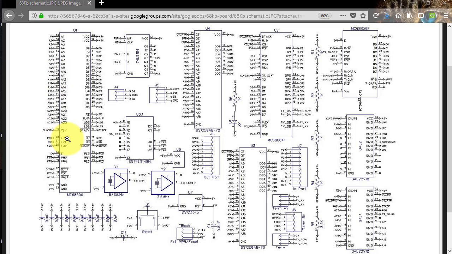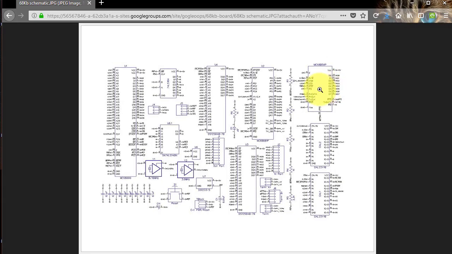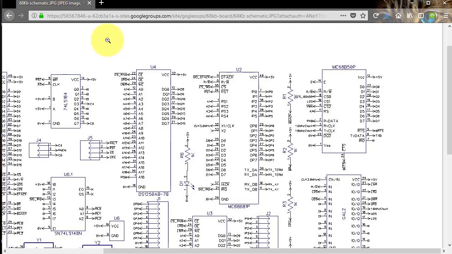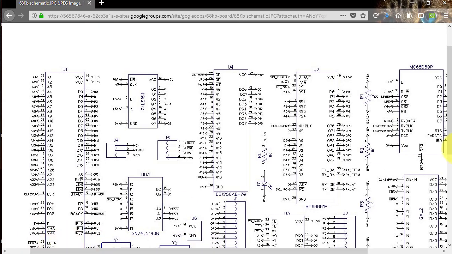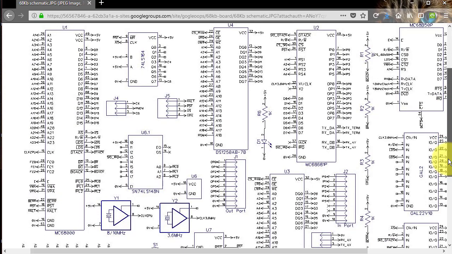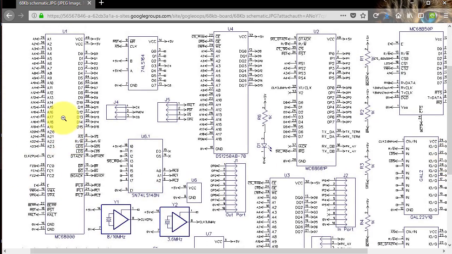So let's have a look at, say, the CPU, the main chip on the board. I'll just zoom in a little bit. Okay, here's the CPU. As you can see, it's got a bunch of address lines up to A23. There is no A0, so it's basically addressing even bytes of memory up to A24.